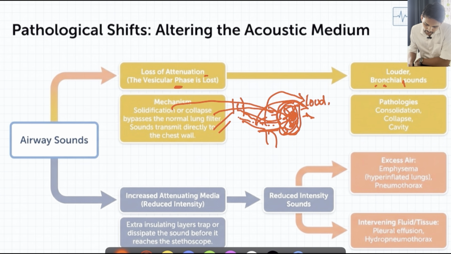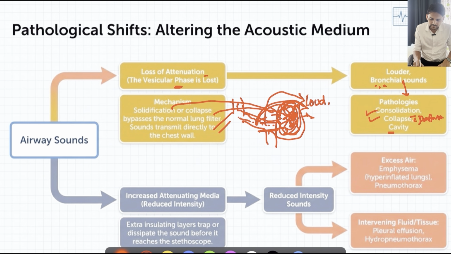So what might be the pathologies for bronchial breath sounds? It is consolidation or collapse with patent bronchus, or there might be presence of cavity. So these vesicles have lost their structures and have become cavitatory lesions. In a way, these vesicles are not there. That's why there is no filtering out. This is the reason for bronchial breath sounds.